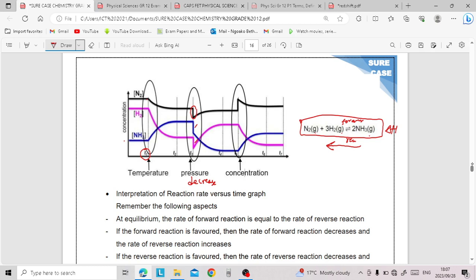So if the reverse direction is favored, what does it mean? It means the system will increase the concentration in here. The concentration in here is increasing because the direction to the left is favored. So we expect an increase in these reactants, and there must be a decrease in the concentration of NH3. So let's check the graph from 0.